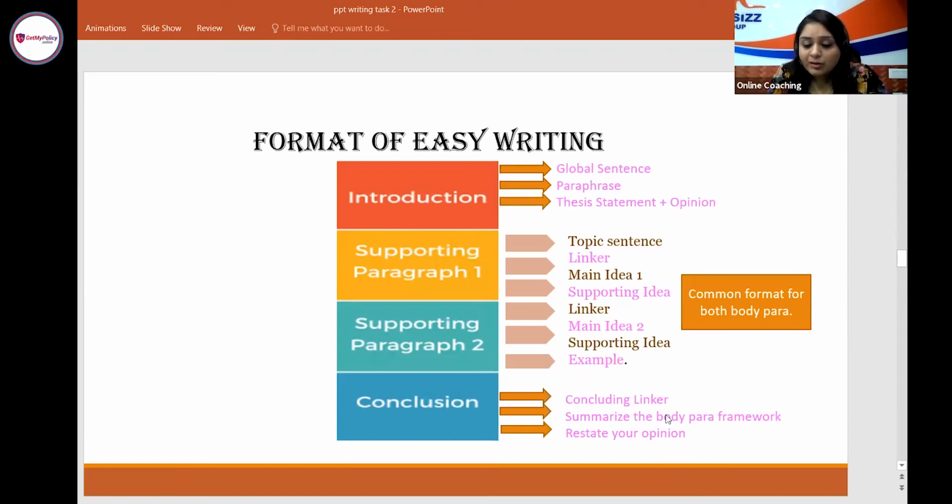Now do not just conclude that sentence with main idea 1. You have to support it by elaborating on it, right? By elaborating.